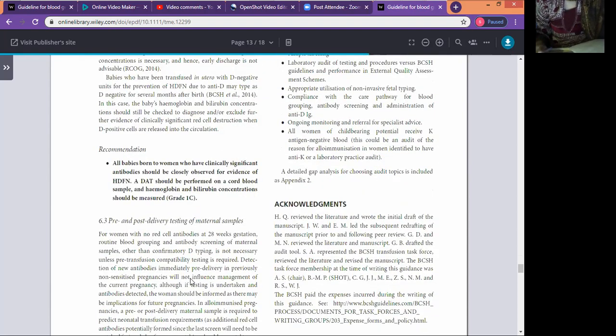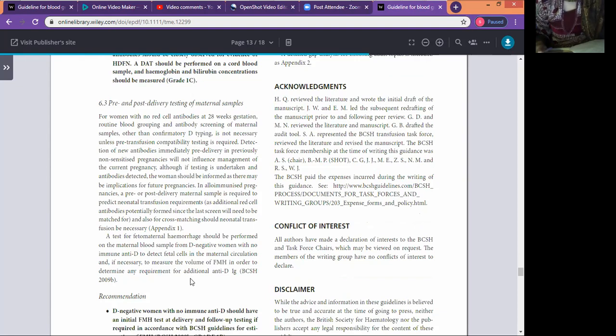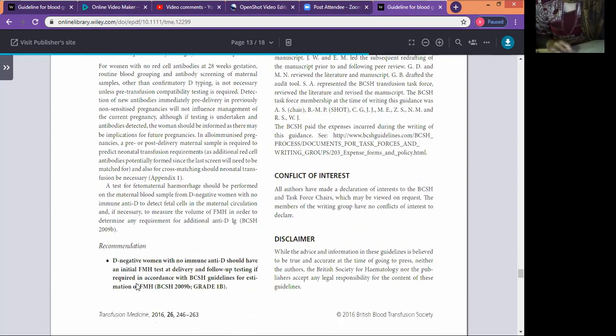Another recommendation is that D negative women with no immune anti-D, but who have D positive pregnancies, the routine DAT may not be done, but they should have an initial FMH test at delivery, and follow-up testing if required in accordance with BCSH guidelines for estimation of fetal-maternal hemorrhage, to identify the dose of the anti-D that needs to be administered to these patients.